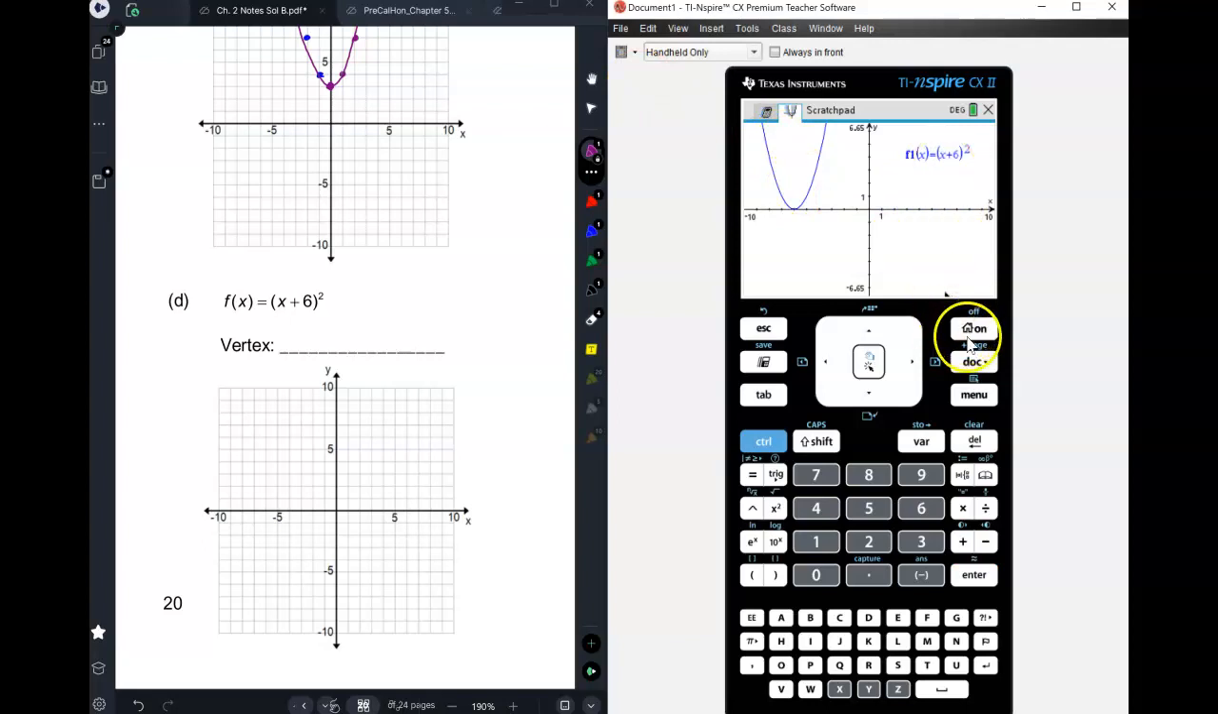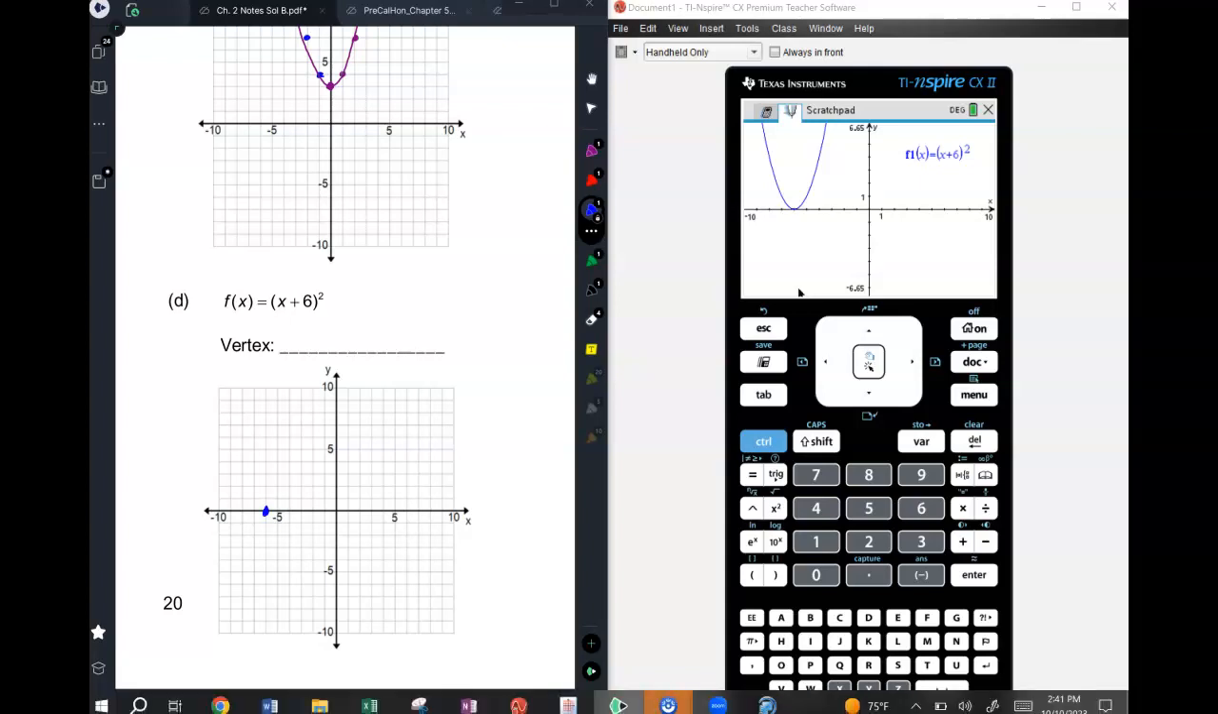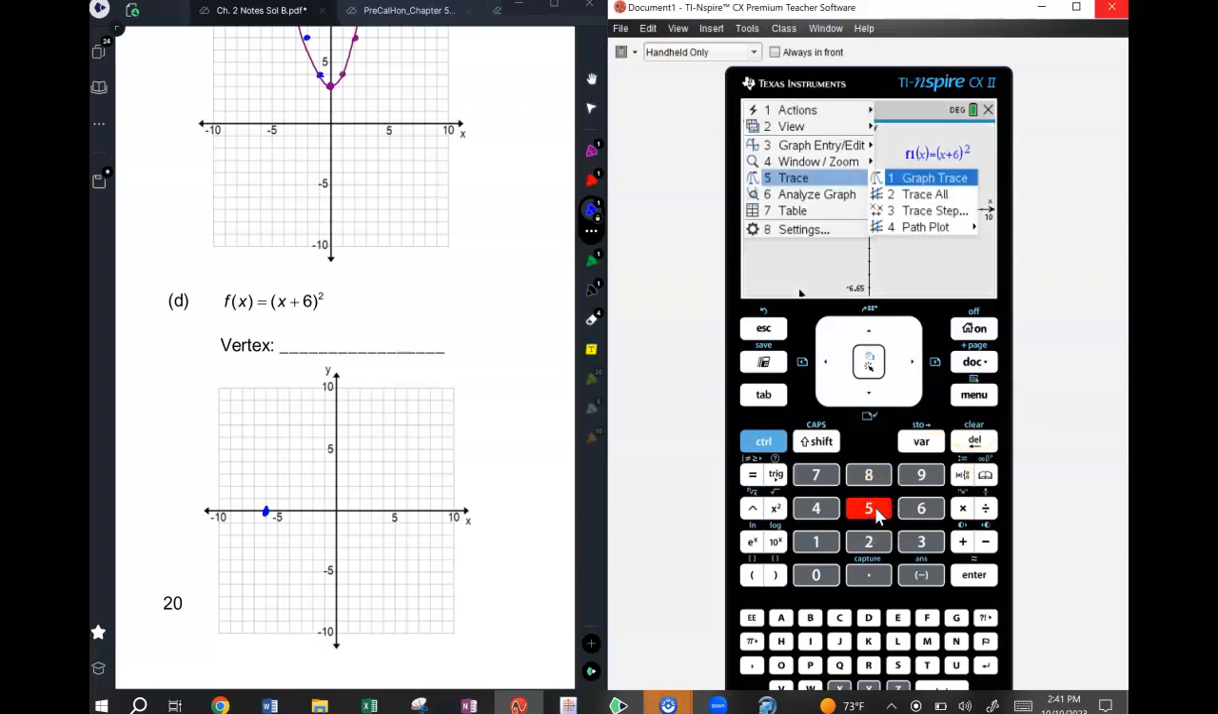Okay. Now, here's what we want to do. We know that the vertex is at -6. That's where the vertex is. So now I want another point. I want, let's say, the y value for -5. Here's what I want you to do. Menu. You can either scroll down or you can press the numbers. I always like to press the numbers. Number 5 is trace. So press 5. Then press 1 and don't do anything.